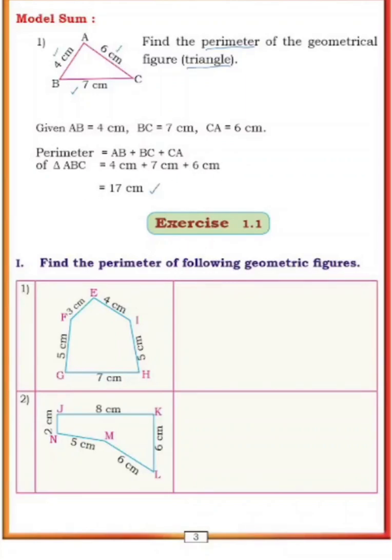Now let's solve the exercise 1.1. Find the perimeter of following geometrical figures. In this particular figure, we have E, F, G, H, I. So the distance between EF is 3 cm, FG is 5 cm, GH is 7 cm, HI is 5 cm and IE is 4 cm. So let's first write what is given.